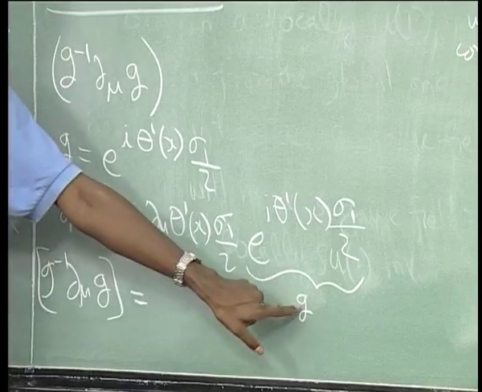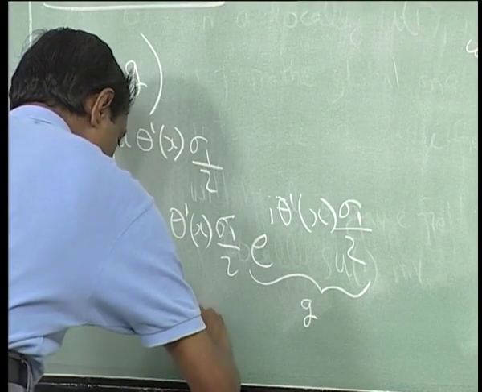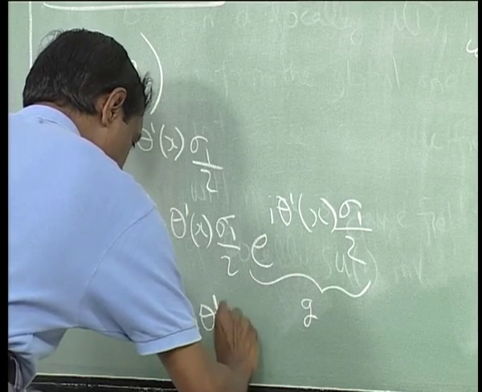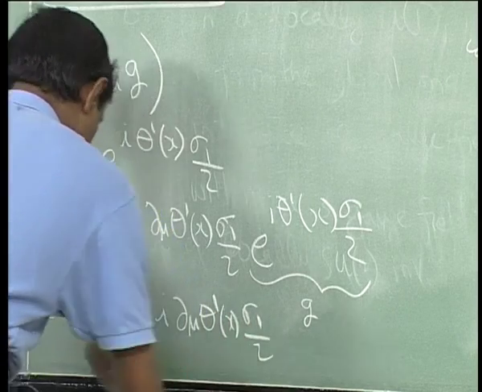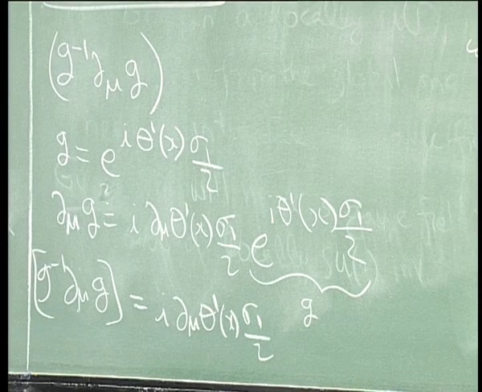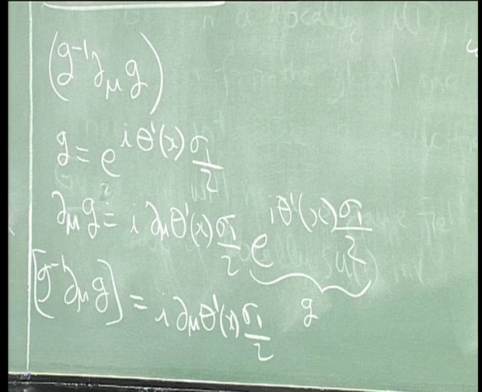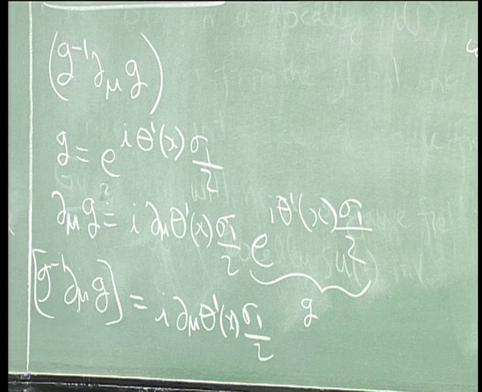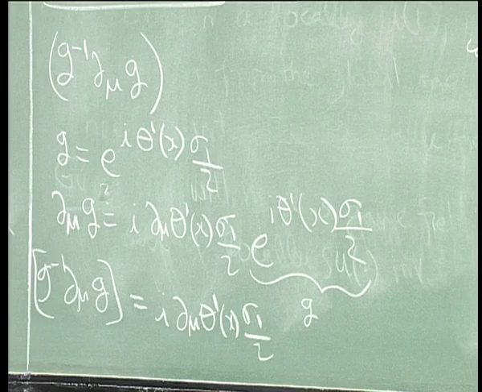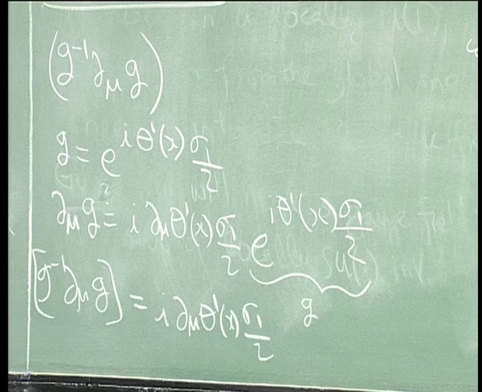So, G inverse will come and cancel this, and I end up with I d mu theta 1 of x sigma 1 by 2. Okay. So, you can see this is exactly what we saw in the U1 case, except the generator sigma 1 is floating around, sigma 1 by 2, not the structure constant, sorry, the generator of the Lie algebra. Okay.